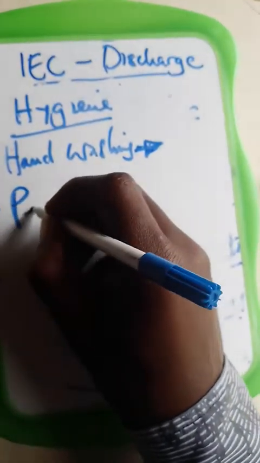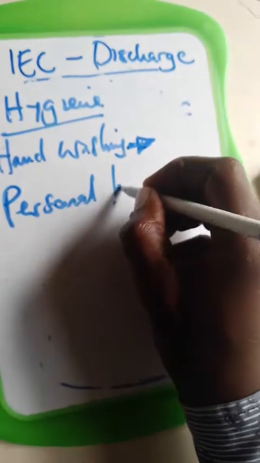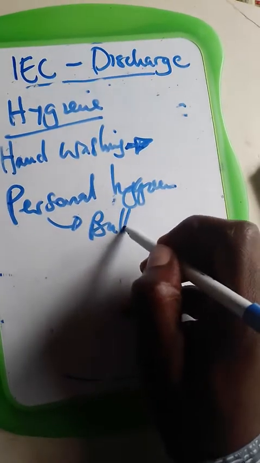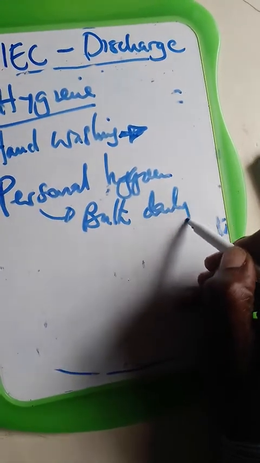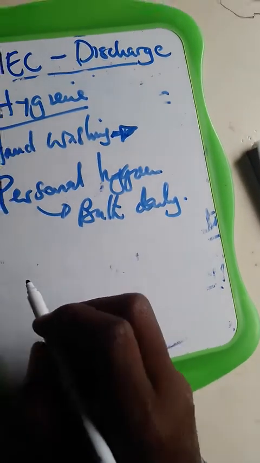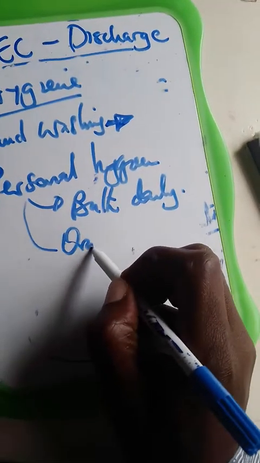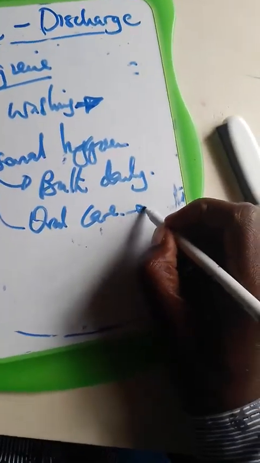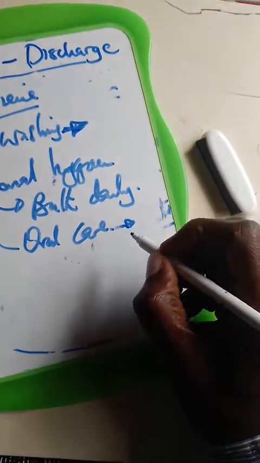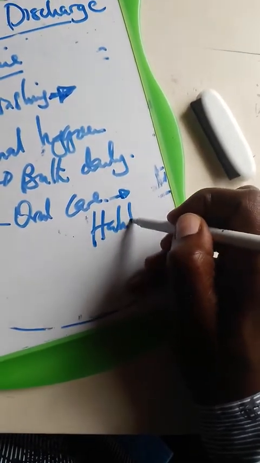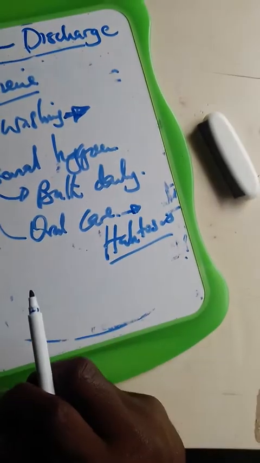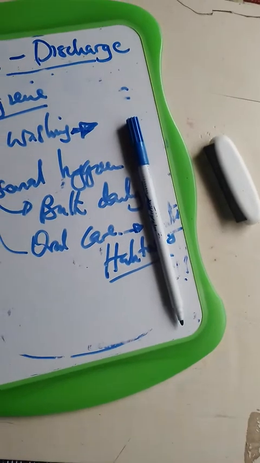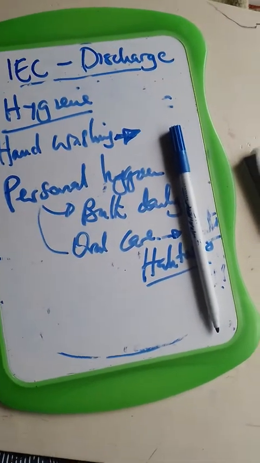Then another thing you look at is personal hygiene, meaning this patient has to take a bath daily so that they improve their self-esteem. They should also do oral care so that they avoid complications of a dirty mouth such as halitosis. So you need to teach about these things. So this is about IEC. You can have as many headings as possible, and this is not limited.